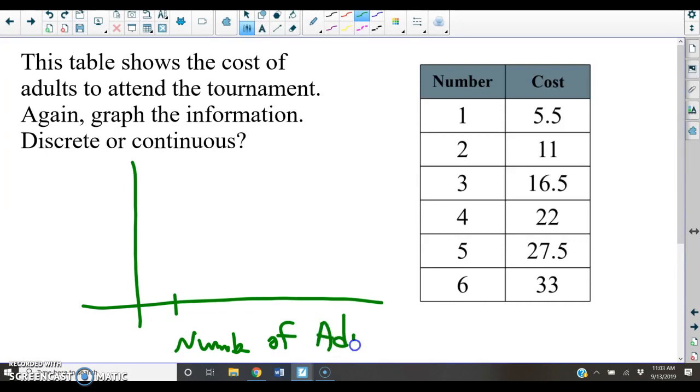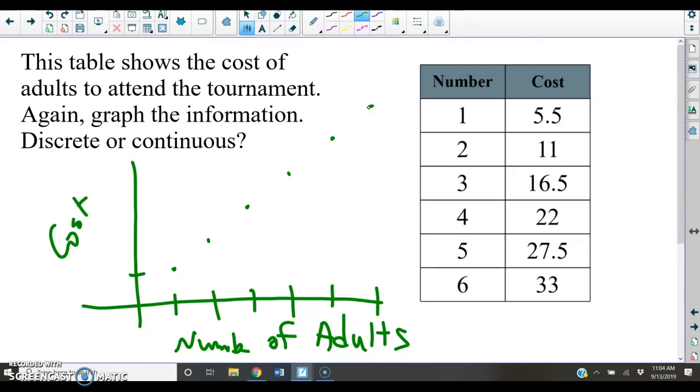My handwriting has gotten worse, I apologize. And this would be their cost. So for one person, it's $5.50. For two people, it's $11. For three people, it's $16.50. For four, it's $22. For five, it's, and so on. Okay? Now, would that be discrete or continuous?